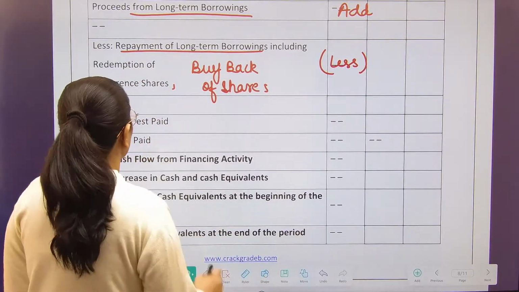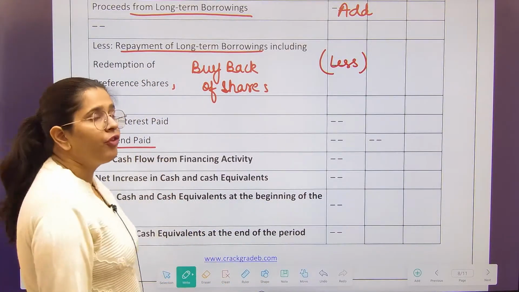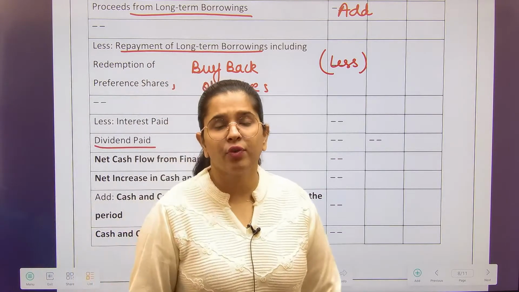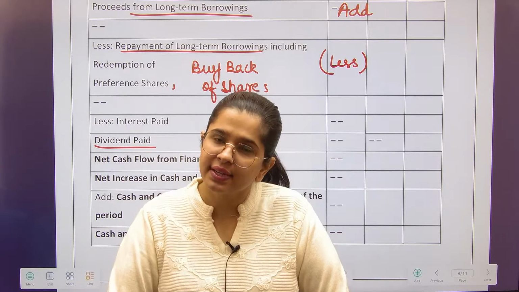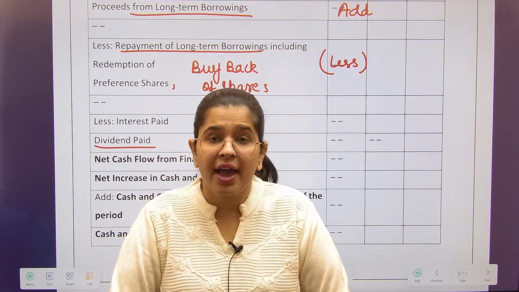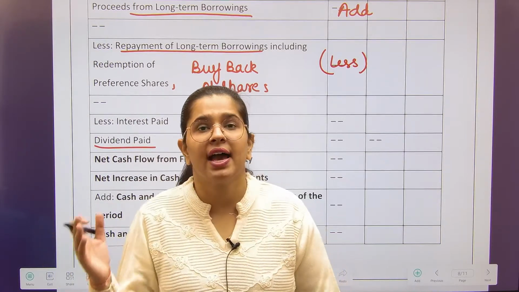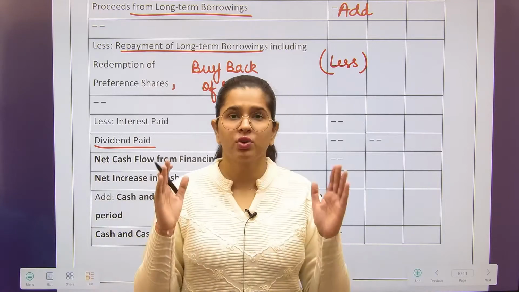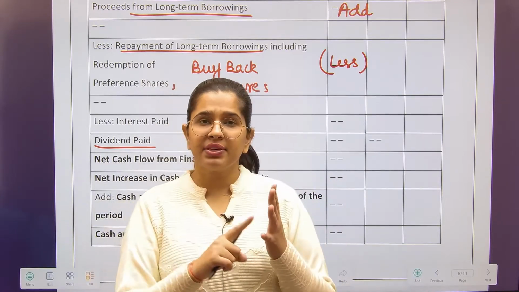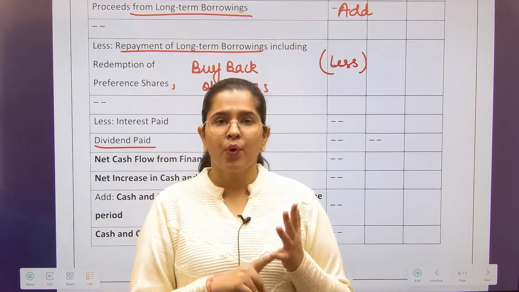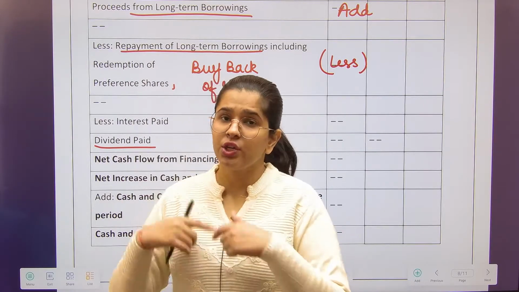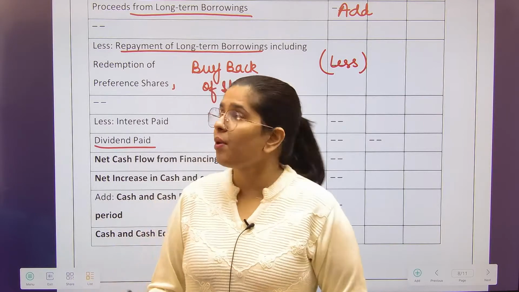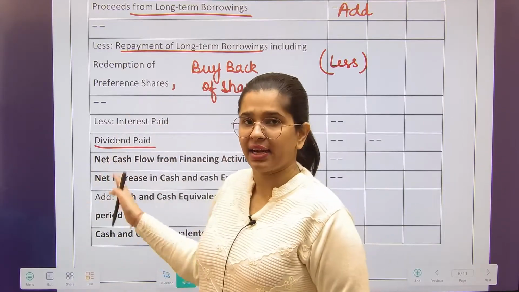Next, if you have issued the shares, then you have to pay dividend as well, right? We have to pay dividend on preference shares, and we have to pay dividend on equity shares. So all these things, interim dividend paid, proposed dividend, right? All these are dividends which you need to pay. So this will form part of financing activity.